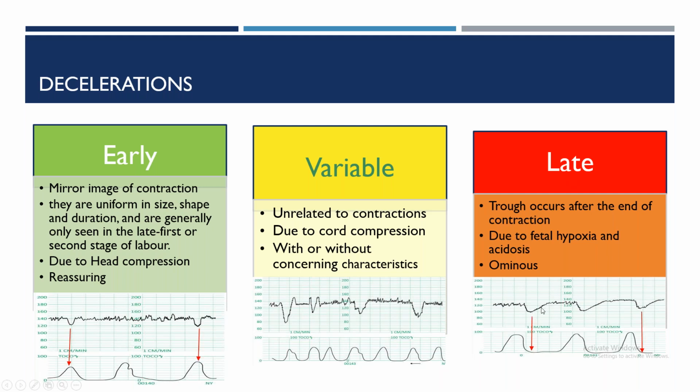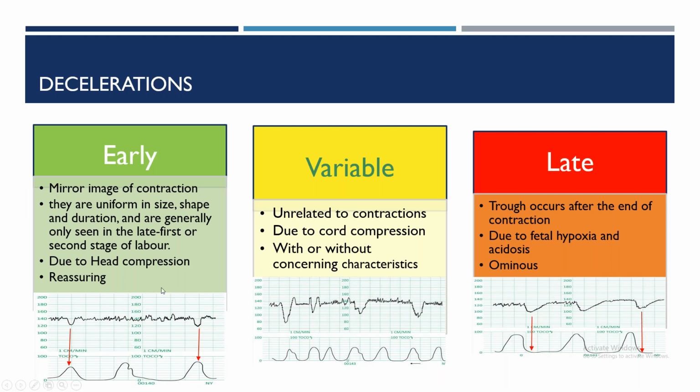Late deceleration, here the most important feature is the trough of these decelerations. They occur after the nadir of the contraction. So that means when the contraction ends, the trough of the deceleration corresponds to the end of the contraction. So usually this trough occurs after the end of the contraction. This is the determining feature. So this is how you are going to identify the late deceleration. These late decelerations are caused mostly by fetal hypoxia or acidosis, and these are known to be ominous. So these are known to be an ominous feature of the CTG.